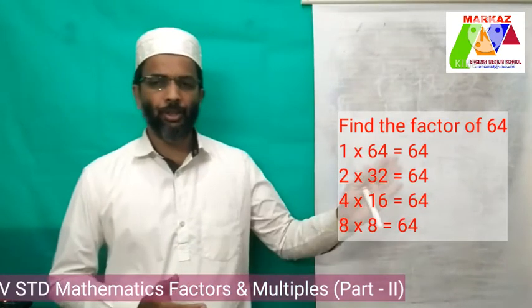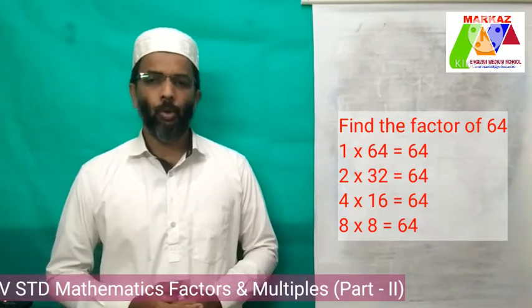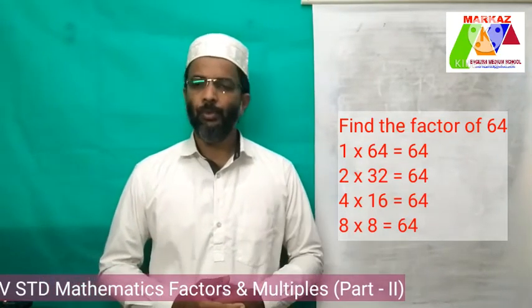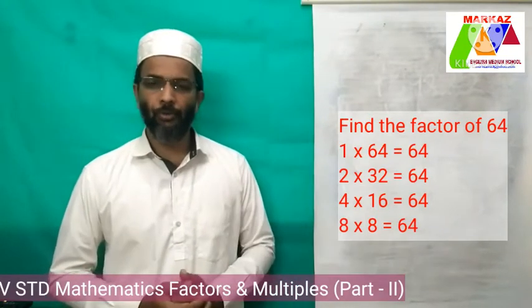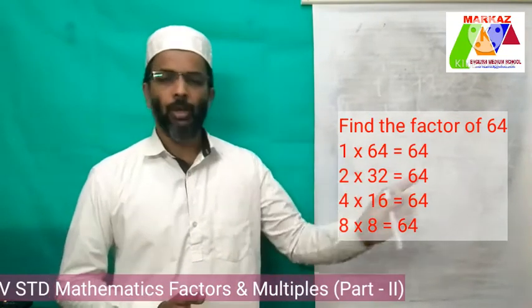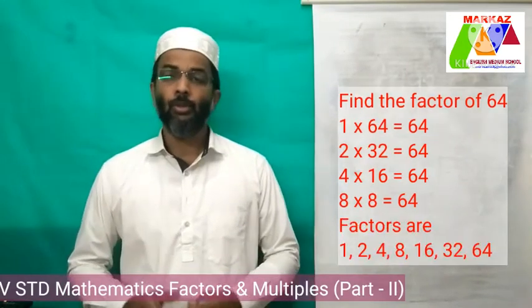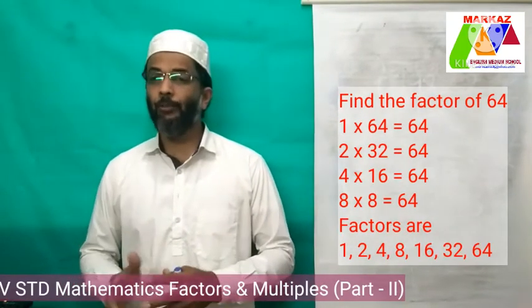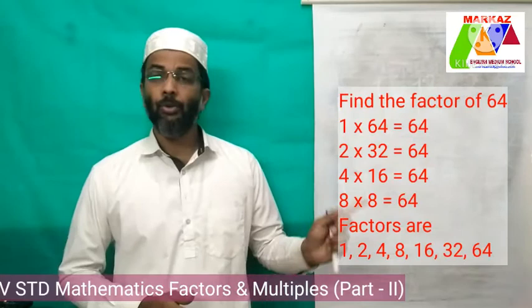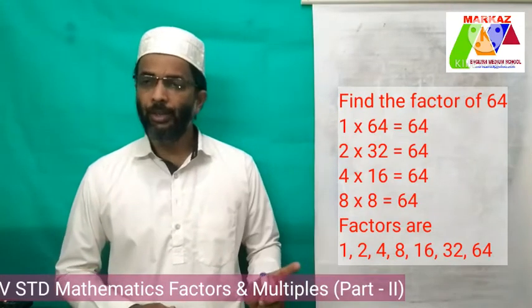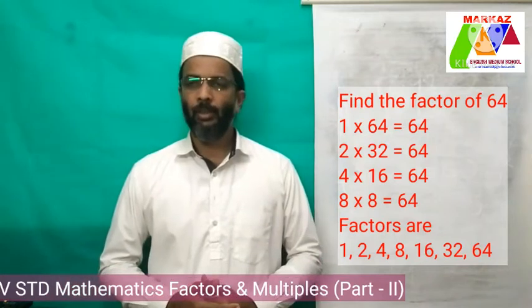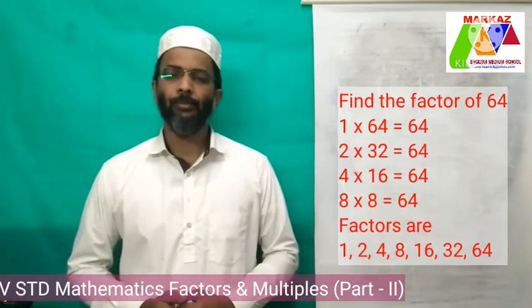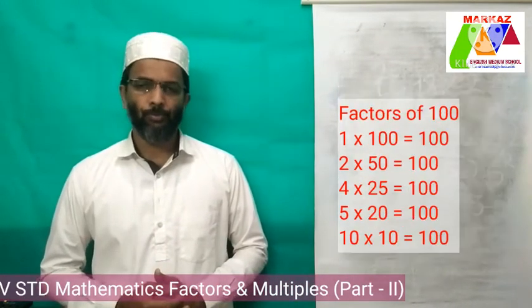1 into 64 is 64, 2 into 32 is 64, 4 into 16 is 64, 8 into 8 is 64. So, factors of 64 are 1, 2, 4, 8, 16, 32, 64. Check your answer. Question number 2, 100.